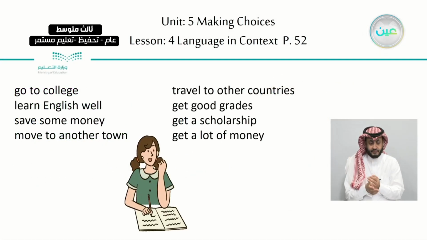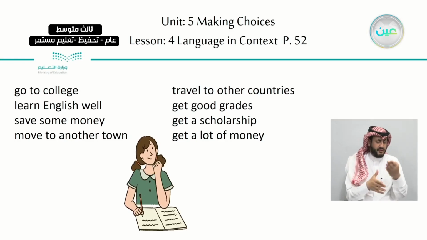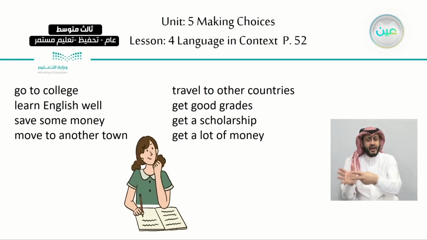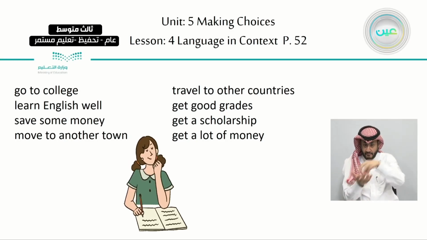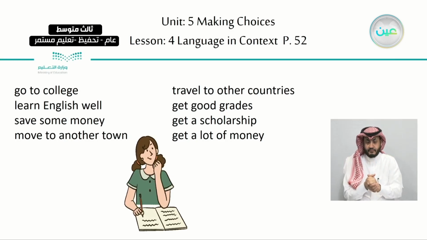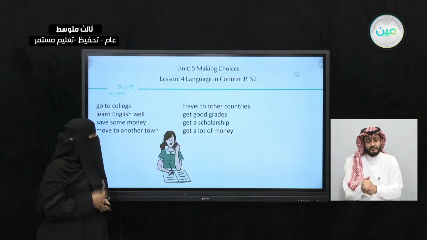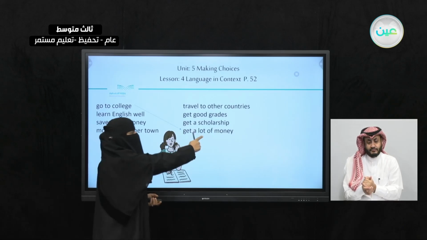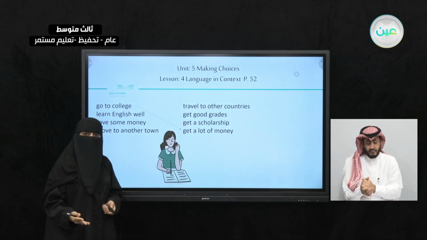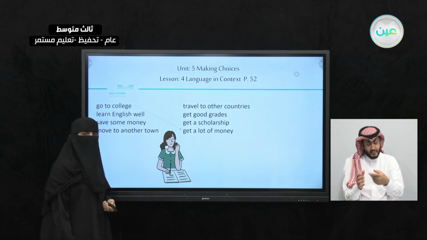Now let's really do the exercise now. Go to college. This is the cause part. Which one can we match it to? Think about it. Look at the statements. Travel to another country. Get good grades. Get a scholarship. Get a lot of money. Which one do you think you can match it with? I think we can match it with get a lot of money. If you go to college, you can get a lot of money.